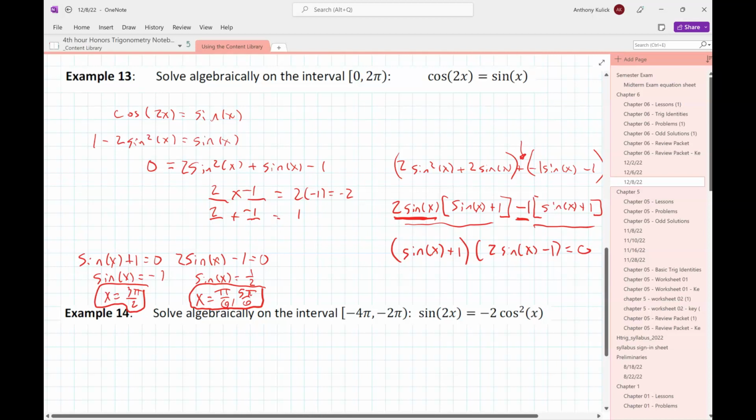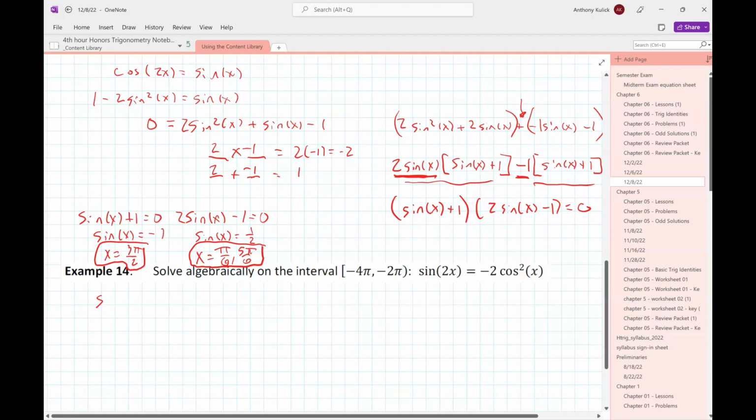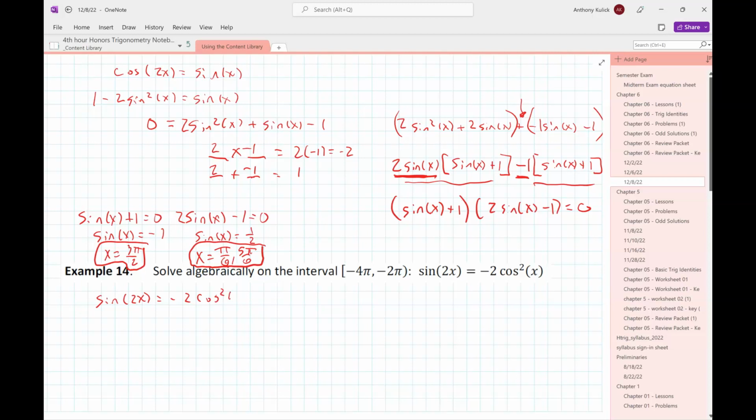Okay, let's do another one. Here we have sine 2x is equal to 2 cosine squared x. So my first order of business is going to be using my double angle identity on sine 2x to rewrite that, because I want to get all of the coefficients on my variables to be the same. I'm then going to not divide by cosine x, because I don't want to lose my solutions. Instead, I'm going to add the 2 cosine squared x to both sides so that everything is equal to 0.